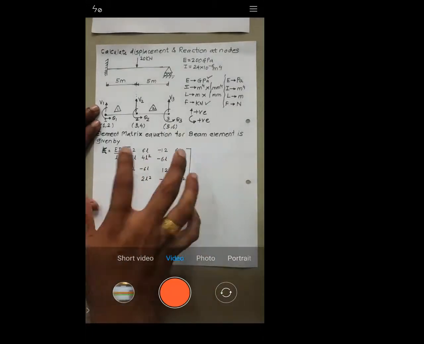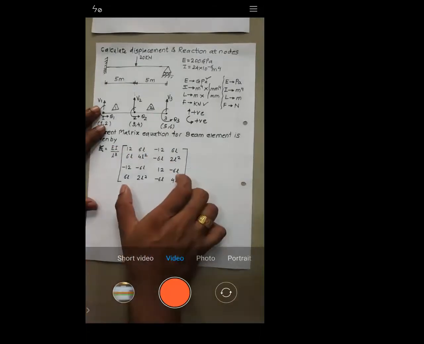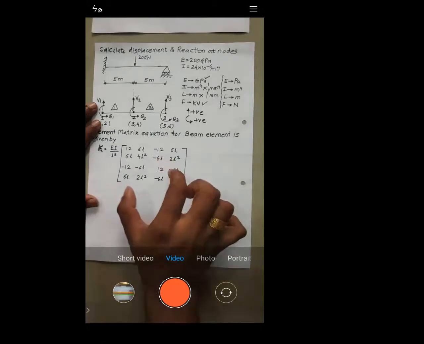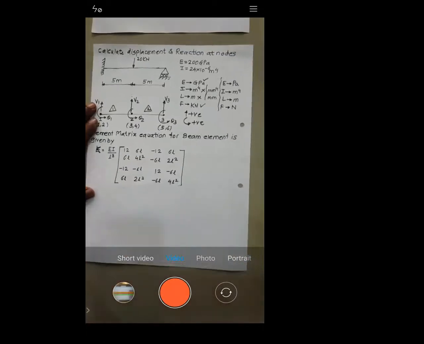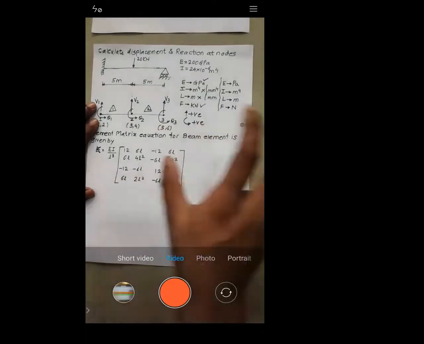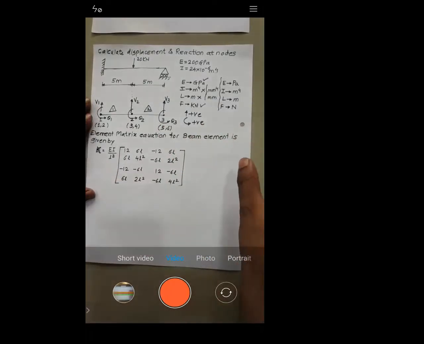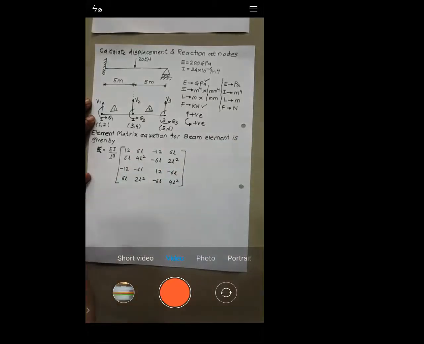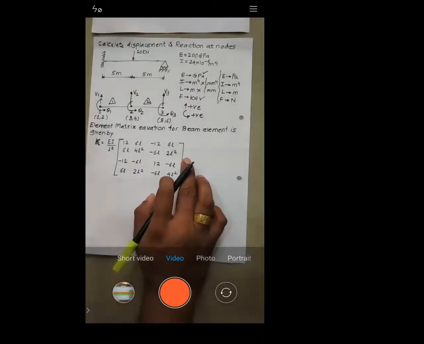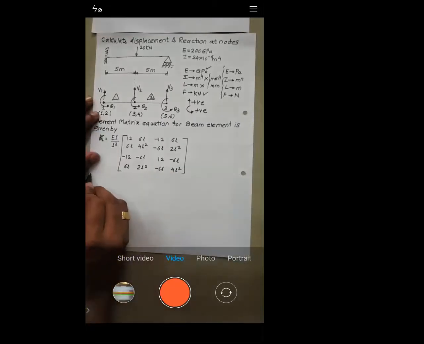Now, the question is from where this EME has come, right? As I told you in the last lecture, EME is derived by solving the governing differential equation using the Rayleigh-Ritz method. So you have a governing differential equation for the beam. When you solve that governing differential equation using the Rayleigh-Ritz method, it is going to end with this EME. Is it okay or not? Let me know.